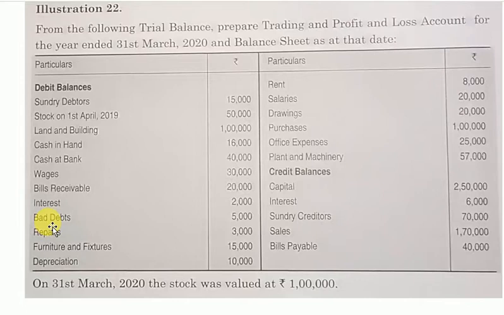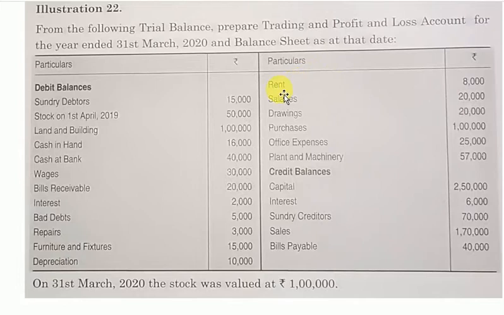Bad debt is a type of expense, and it will transfer to the debit side of profit and loss account. Repairs is also an indirect expense, as you know very well, and it will transfer to the debit side of profit and loss account. Now comes the next item, furniture and fixtures, which is a type of asset for the concern. That's why it will transfer to the asset side of the balance sheet. And the next item is depreciation. Depreciation is a type of expense, and it will transfer to the statement of profit and loss account on the debit side.